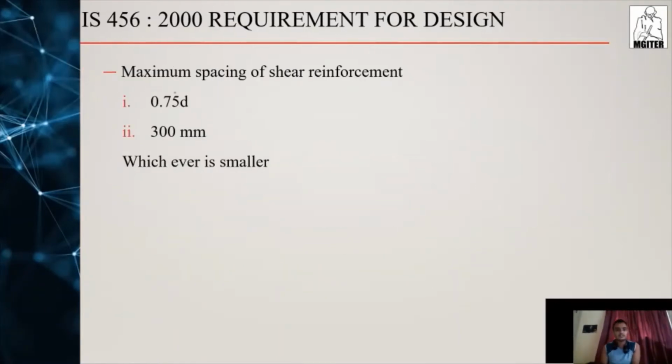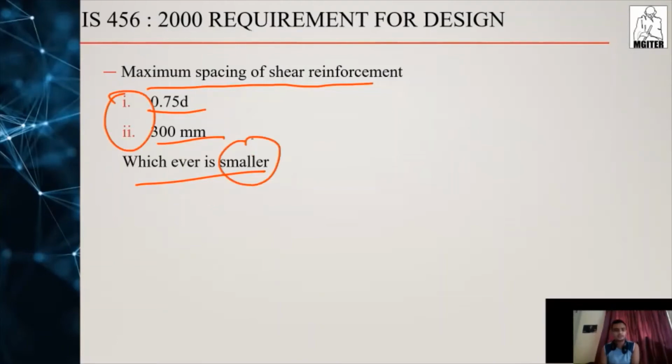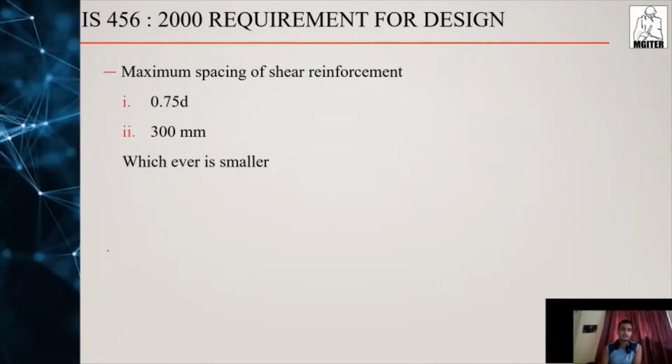Then, after that, the maximum spacing of shear reinforcement. These are the spacing: 0.75d or 300 mm, whichever is smaller. It's called the maximum spacing of shear reinforcement. Of these two values, whichever is smaller, we take it as the maximum spacing of shear reinforcement. Understood? Here d is the effective depth. d is always the effective depth, small d.